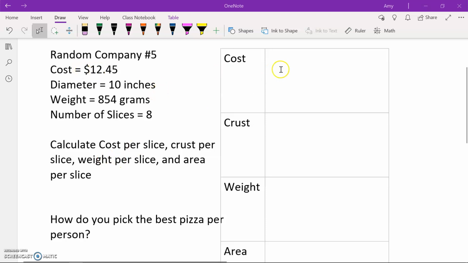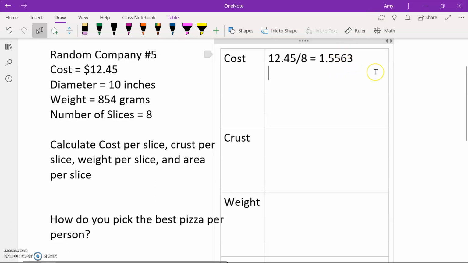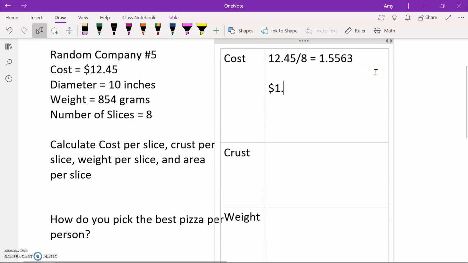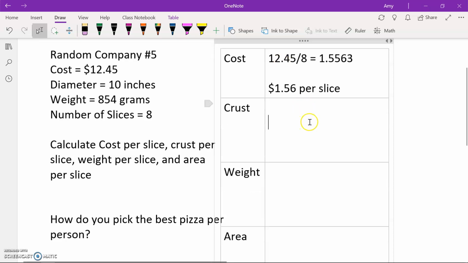So if we are thinking of our cost, all we're going to have to do is take the initial cost and divide it by how many slices we have. And that's going to give us about $1.56 per slice. You notice that I'm actually trying to make sure my work is organized. Since you're going to be doing a lot of the same calculations a couple of times, it's really important to make sure your work is organized so that I can find everything I'm looking for.